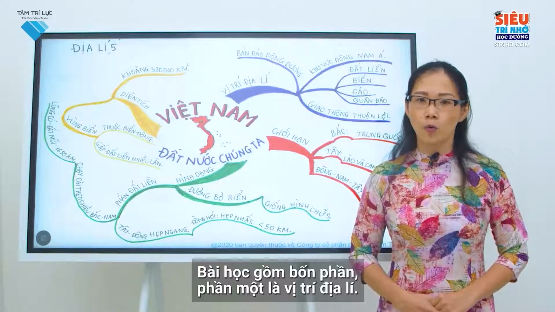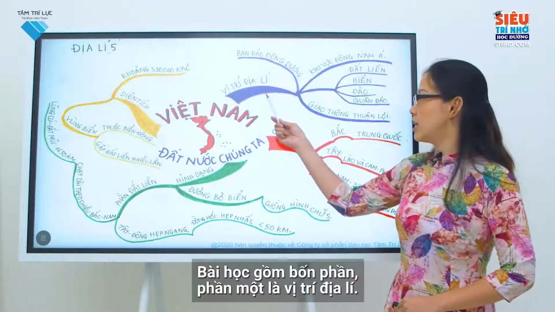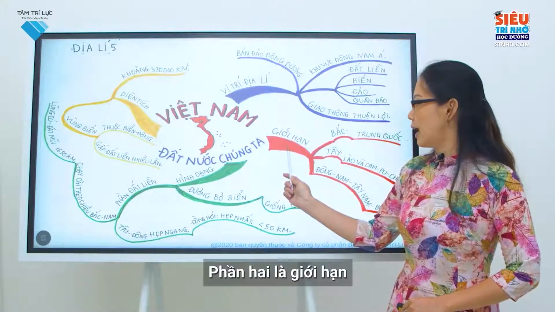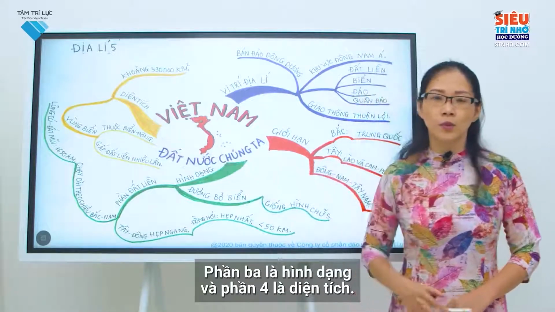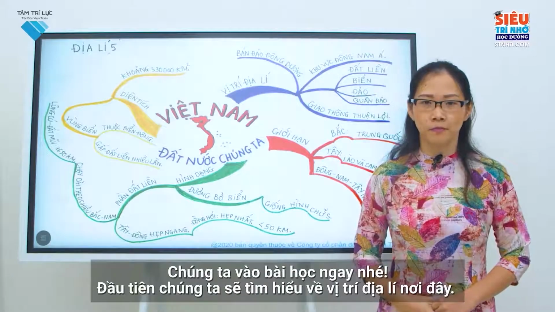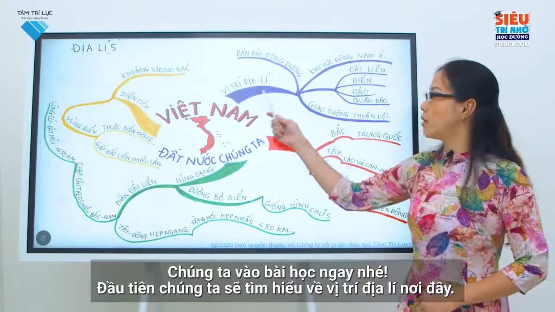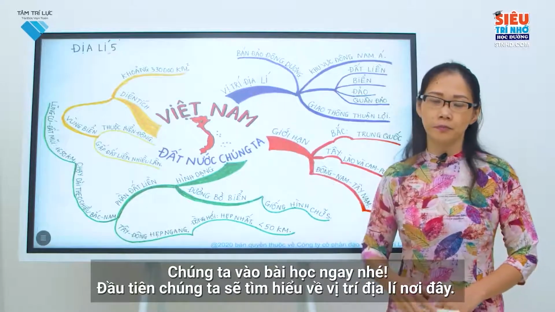There are 4 sections. The first section is about geographical location. The second section is about the boundaries. The third section is about the shape of Vietnam, and the fourth section is about its area. Let's start our lesson. First of all, we'll learn about the geographical location of Vietnam.